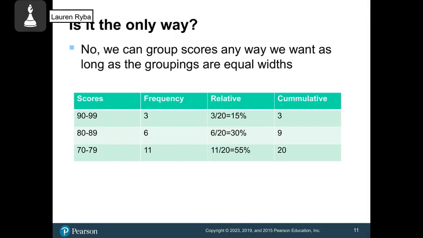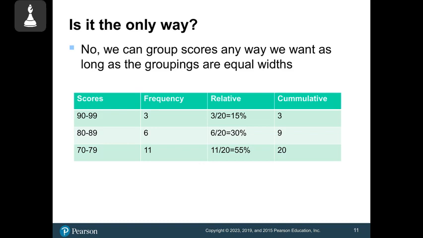The next question is then usually, is that the only way I could have done it? Did I have to group them in groups of 5? And the answer is no. We didn't have to do that in groups of 5. We could have done it in any grouping width as long as every single grouping has the same width.